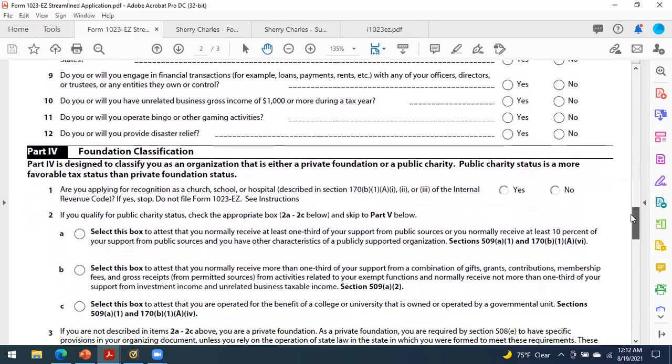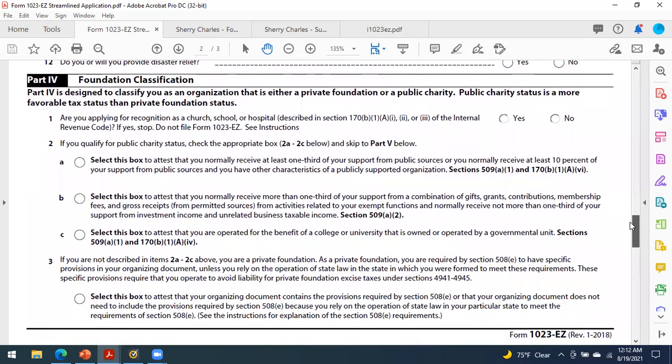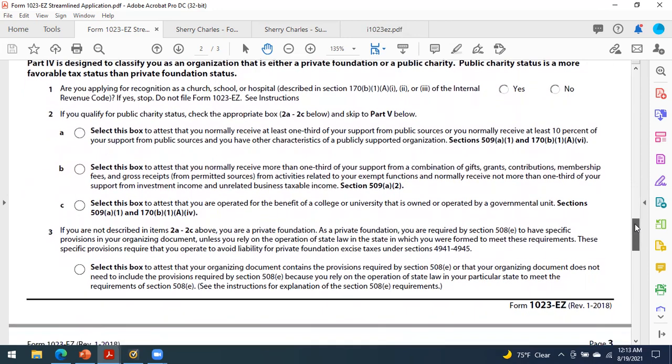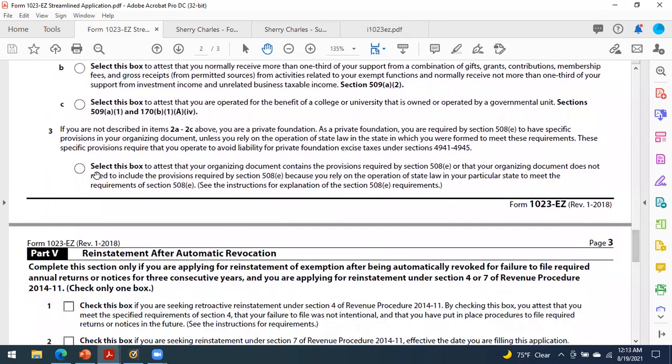And then part 4, foundation classification. You have to determine what type of foundation you're going to create, or will it be a public charity? So you have to choose which classification is best for your organization. And again, here's another box to attest. Again, they're not asking you to attach documents.